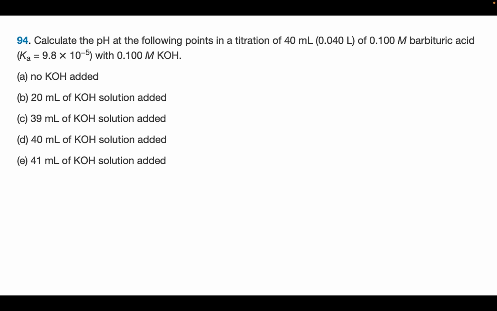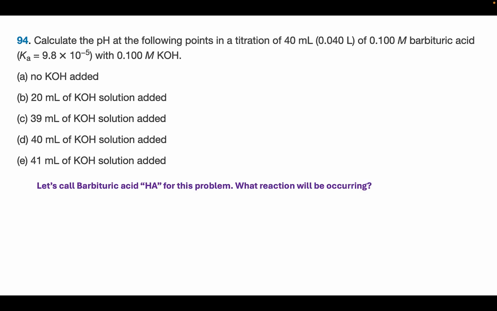Alright, in this video we're going to show how to solve the following titration problem, which comes out of OpenStax Chemistry 2nd edition. This is 94 in the acid-base chapter. And we want to know, if we have 40 mL of this certain concentration of barbituric acid with a Ka that's given, and we're using 0.1 molar potassium hydroxide, what is the pH of the following compositions, where there's progressive amounts of the potassium hydroxide that are added.